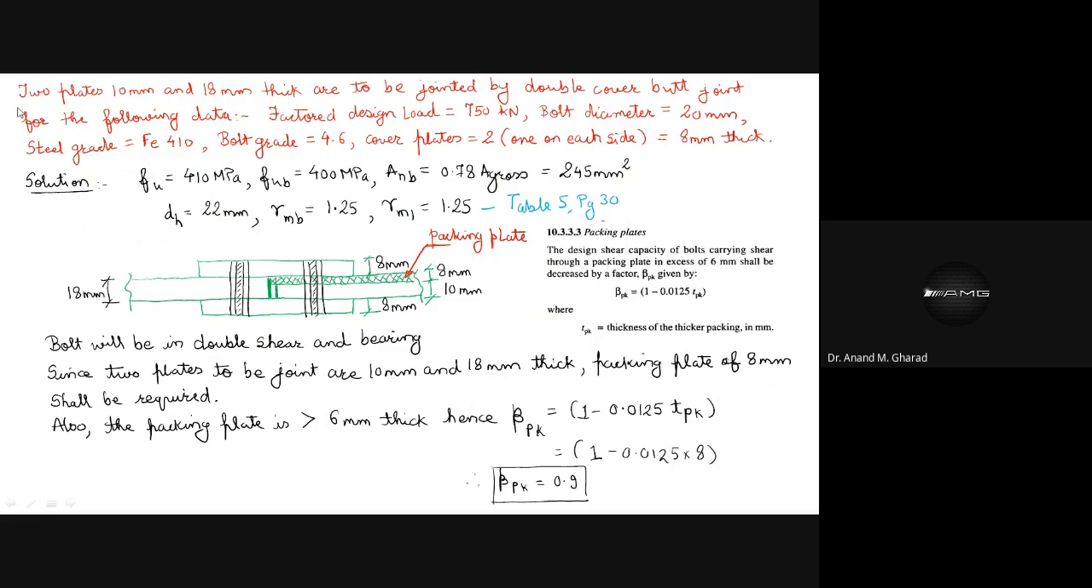incorporated. So what this problem states: there are two plates, 10 and 18 thick, jointed by a double cover butt joint for the following data. Factored design load is 750 kilonewton. Bolt diameter is given as 20. Steel grade is Fe410, mentioned here. Bolt grade is 4.6. Cover plates are 2 on each side of 8 thickness. So just try to understand what is given.